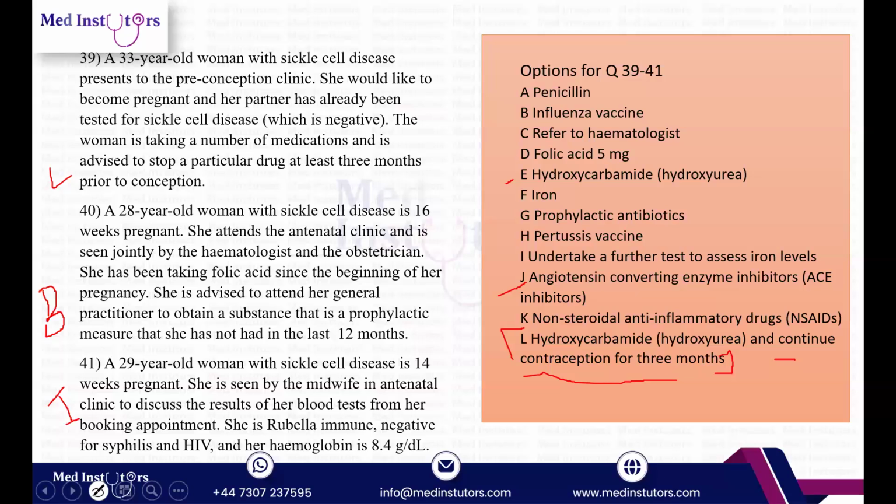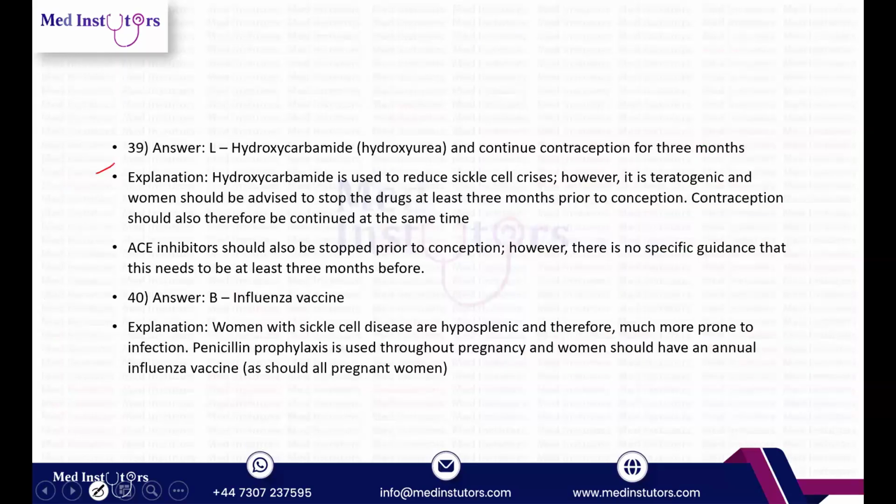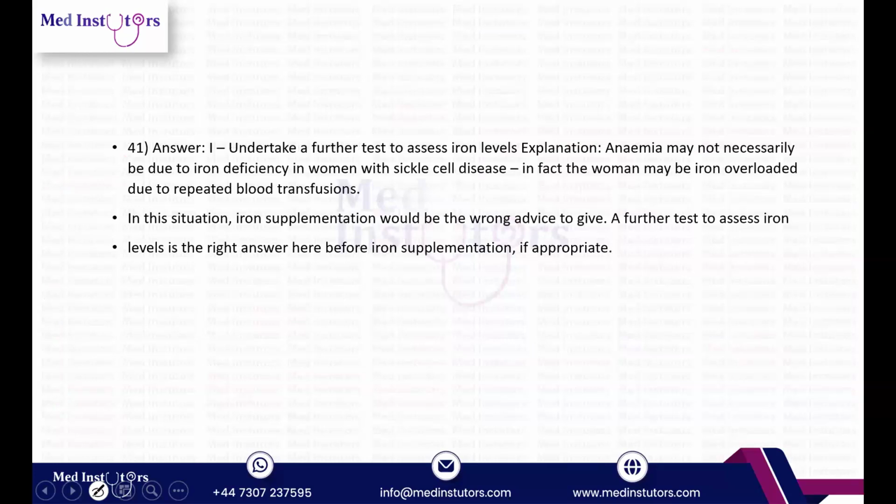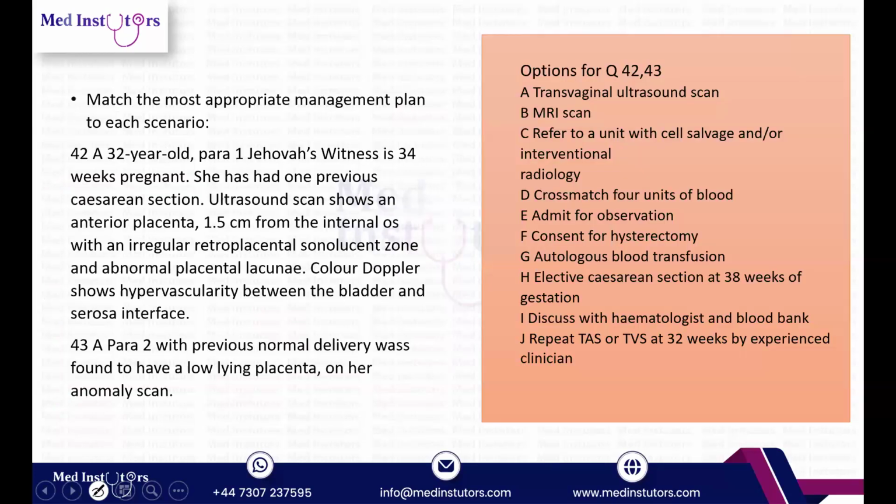The guideline, if she has anemia, the first thing you have to do is to see her iron levels. Yes, Dr. Pradeep, you're right. This is the correct answer, I. Influenza vaccine is also correct. And this is important: undertake a further test. You have to assess the iron levels before giving any form of iron supplementation. Okay, this is the placenta previa guideline. Clincher for you here is Jehovah's Witness.